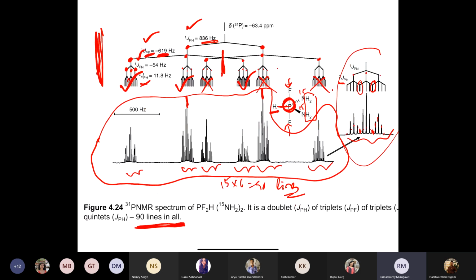Inorganic spectroscopy is somewhat different from organic spectroscopy, because here you have these trees growing. In organic chemistry, the tree doesn't grow so much. If you have an aromatic molecule or aliphatic molecule, after 2 or 3 bonds, the coupling constants become insignificant. But whenever you have a central atom and ligands around it, this chemistry becomes really interesting.